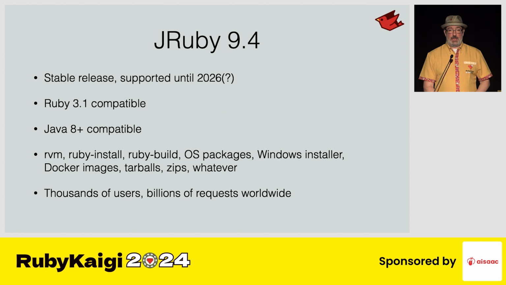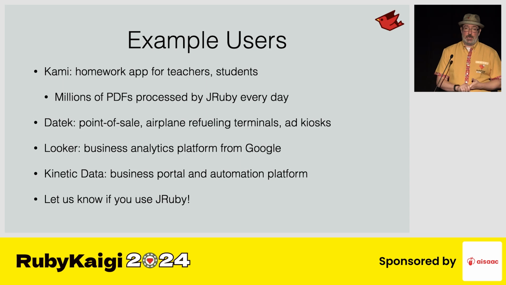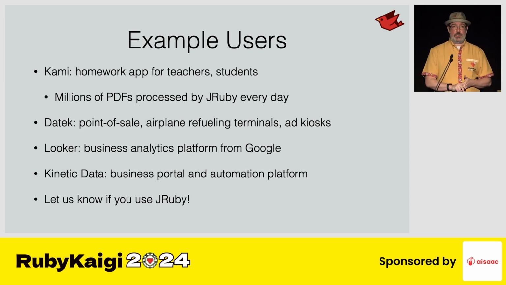And like I mentioned, thousands of users worldwide, billions of requests being processed by JRuby. Some example users. Kami is a tool used by teachers for giving homework assignments and receiving the completed assignments back from students. All of that is done with PDFs, and all of those PDFs, millions upon millions a day, are being processed and generated by JRuby.